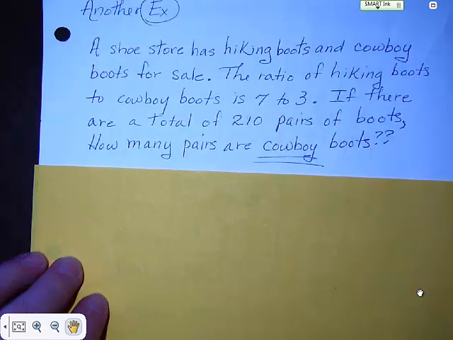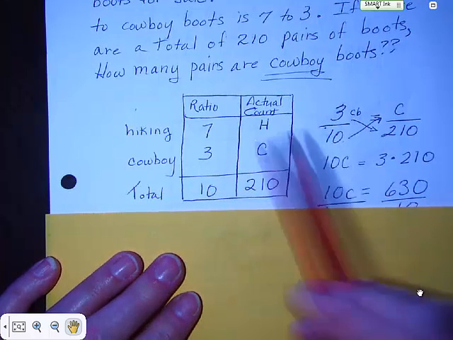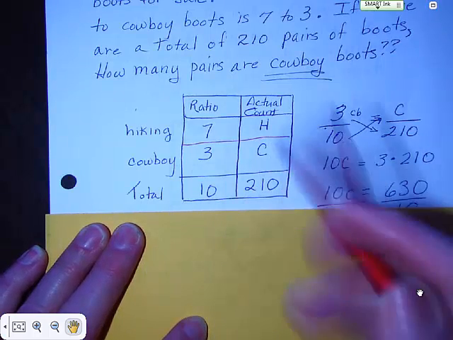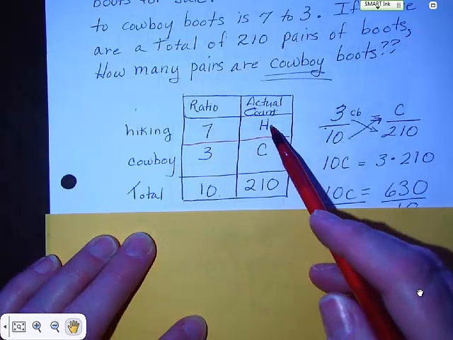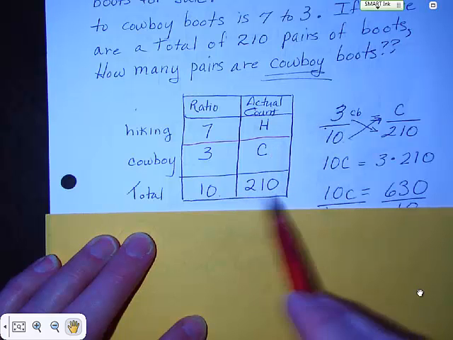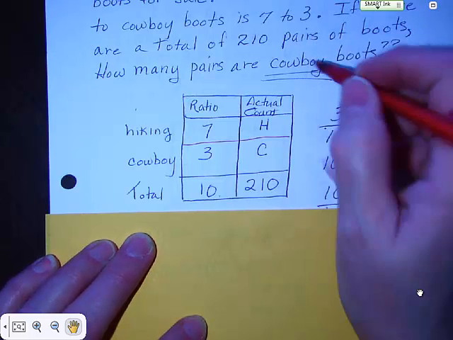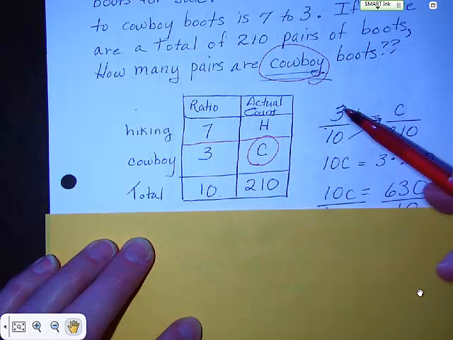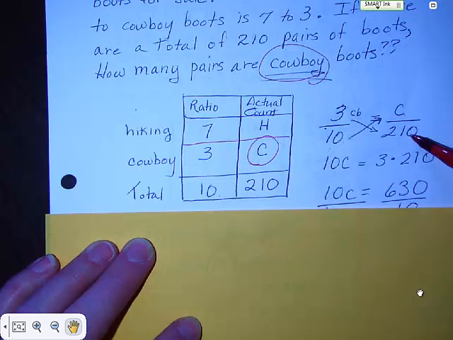Okay, they have a ratio of 7:3. We're going to set up our ratio box again. Okay. We have hiking boots, we have cowboy boots. Okay, I'll put my line down through the middle. We have the ratio, which is 7:3. To add it, it's 10. The actual, we don't know how many hiking, or we don't know how many cowboy, but we do know total pairs is 210. And if you look over here, we are looking for cowboy boots, so this is the one we're searching for. So 3 is to 10, 10 being the total, 3 being the ratio having to do with cowboy boots. C is the cowboy boots actual number, over 210.